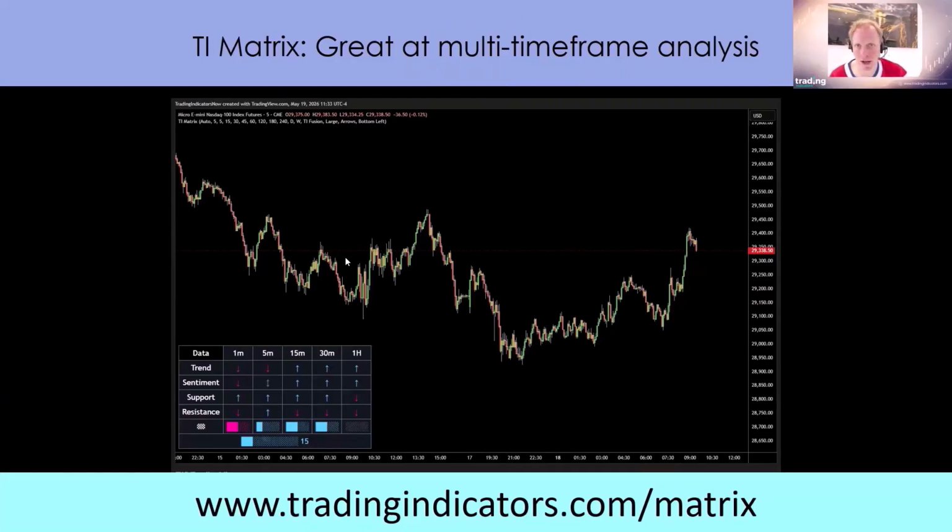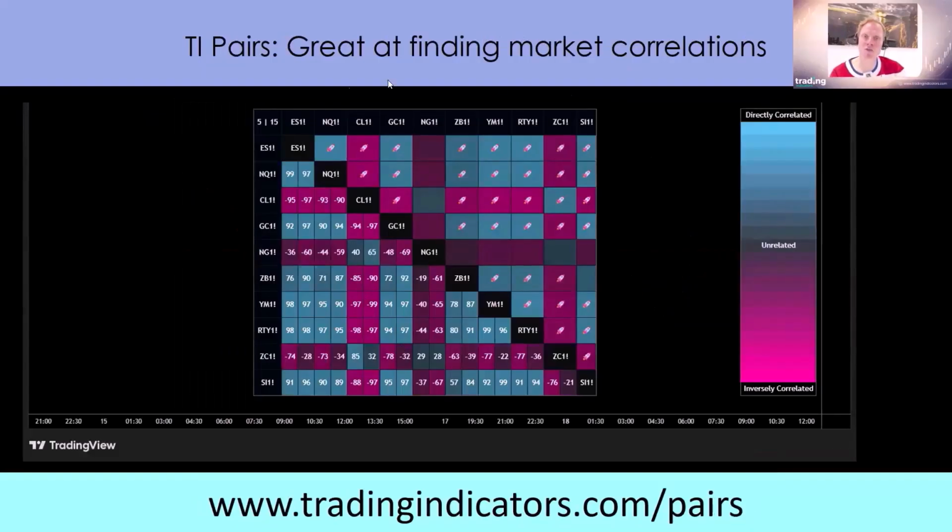And finally, if you are interested in correlations, and this only really applies if you have multiple positions open and you don't want to double dip, you don't want to have two positions, which basically is the same trade, but across two different symbols, which are highly correlated. Well, TI pairs would be the indicator for you because it shows you directly on your price chart, hey, which symbols are currently correlated, either directly or indirectly, and which ones are not correlated. And of course, in trading, you want to make sure that you trade uncorrelated markets to diversify properly.